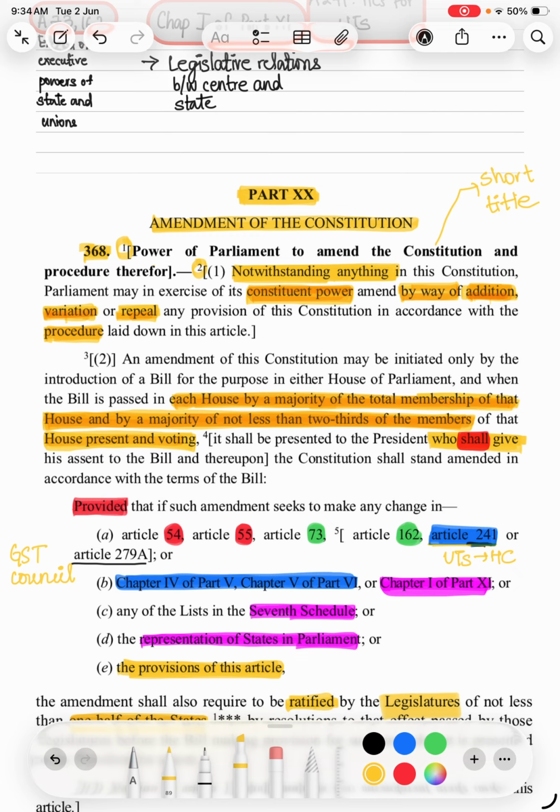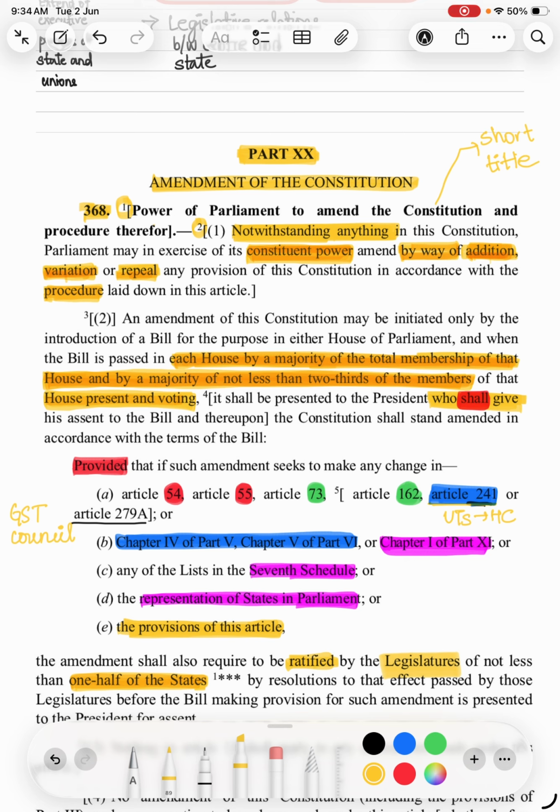When you're preparing for exams like UPSC, you should read the original document of the constitution. This wording is really important. You need to understand the wording of the constitution itself. That's why I'm showing you the actual constitution and telling you how to read it. So you understand notwithstanding: irrespective of anything written in this constitution, this article is more powerful. It says that parliament may exercise its constituent power. Constituent power is the power exercised by parliament to make any change in the constitution, by way of addition, variation, or repeal.